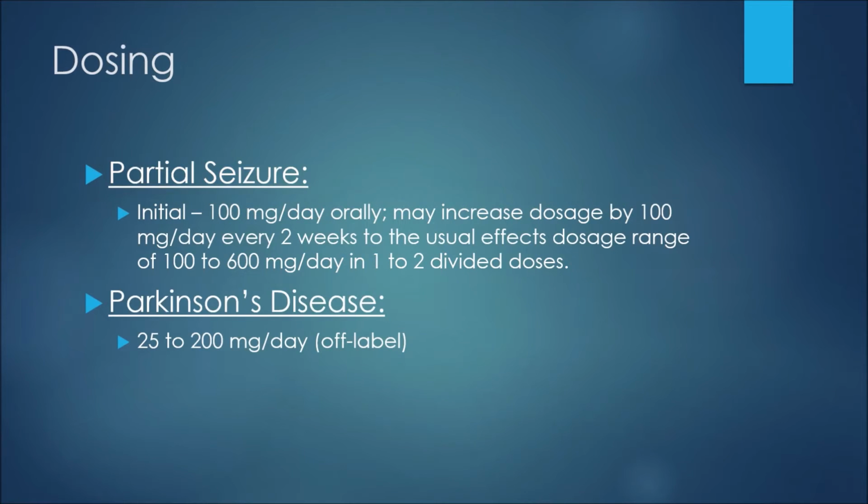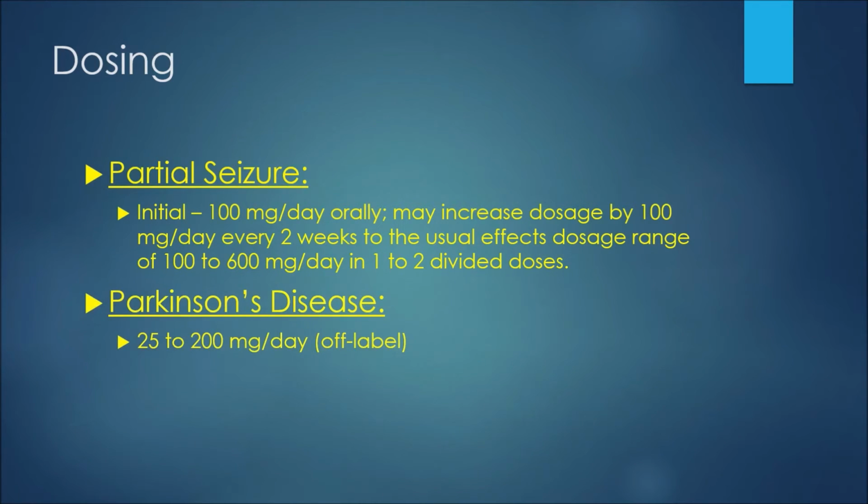Now for examples of dosing with Zonisamide. In the treatment of a partial seizure, again as an add-on or adjunct therapy, we would see an initial dose of 100 milligrams per day given orally. The patient would then have the option to increase the dosage by 100 milligrams per day every 2 weeks to the usual effective dosage range of 100 to 600 milligrams per day in 1 to 2 divided doses.